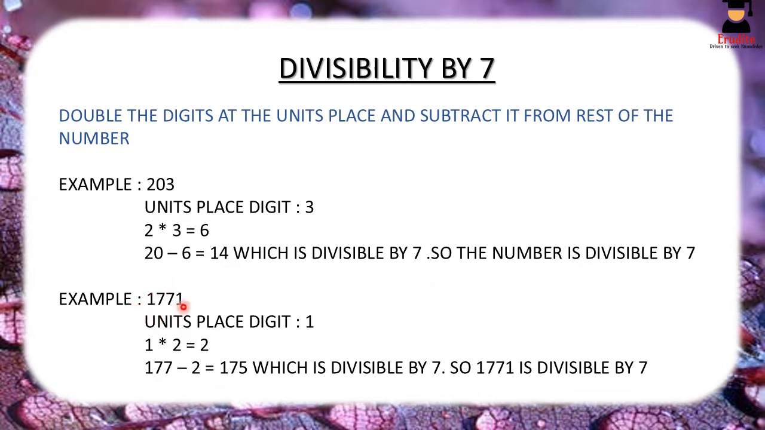I have 1771. My units place digit is 1. I'm going to double it first of all. So after doubling it becomes 2. If I cut out 1 from here, I have the remaining number as 177. So I'll subtract 2 from 177. So 177 minus 2 I get is 175. 175 is actually divisible by 7. So I can say that my 1771 is divisible by 7. So that is how you will find the divisibility by 7.